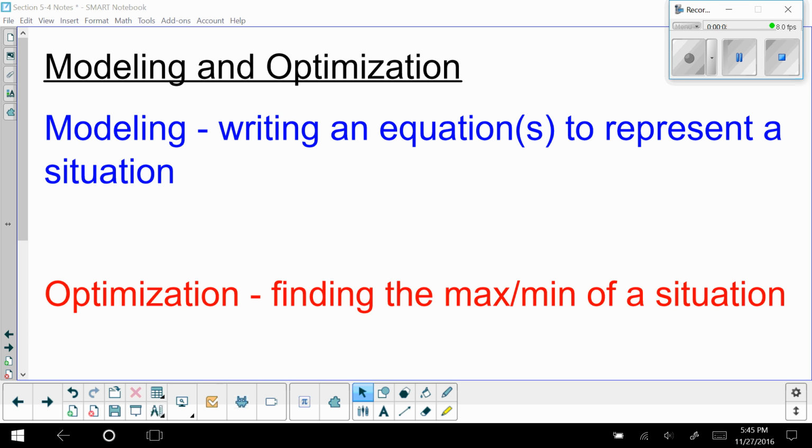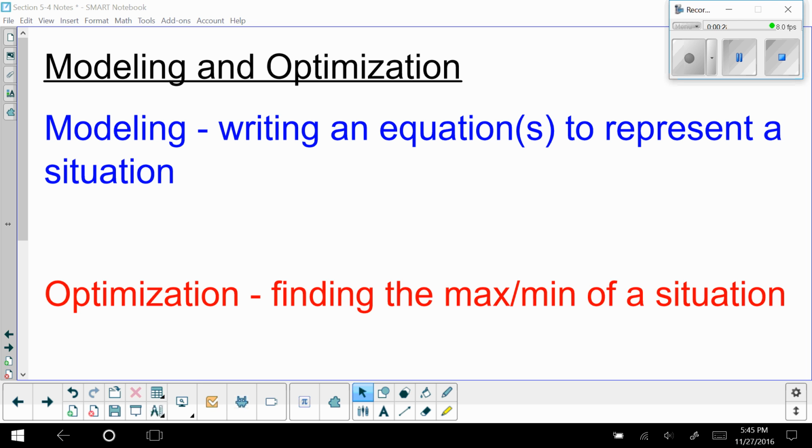So now there have been a lot of videos here in which we've discussed what extrema are, how to find extrema, how to justify extrema, and kind of what's the point of all of this? What does that help us do besides find maximas and minimas on our graphs? And this is where modeling and optimization comes in.